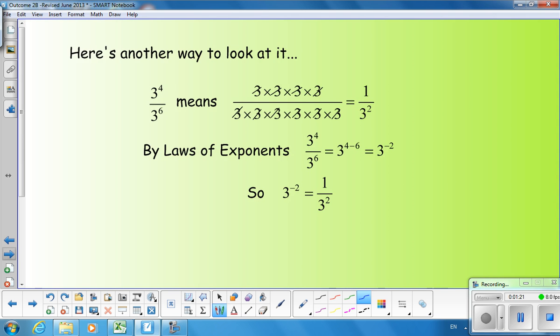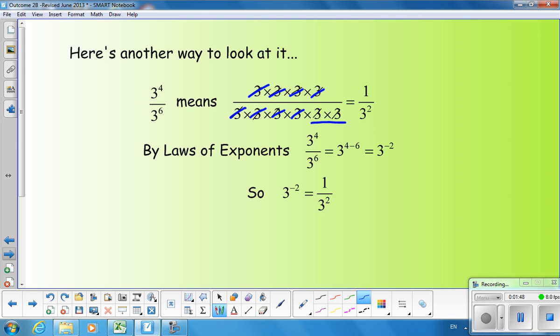Here's another way to look at it. We have 3 to the power of 4 over 3 to the power of 6, which means 3 times 3 times 3 times 3 on the top, so 4 3's on the top and 6 3's on the bottom. I can simplify by crossing off a 3 in the top and a 3 in the bottom until I run out of 3's on the top. I'm left with 2 3's on the bottom, or 1 over 3 squared.